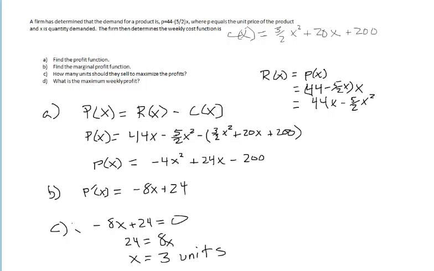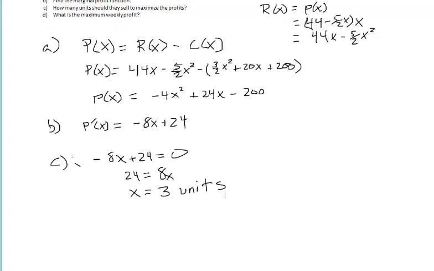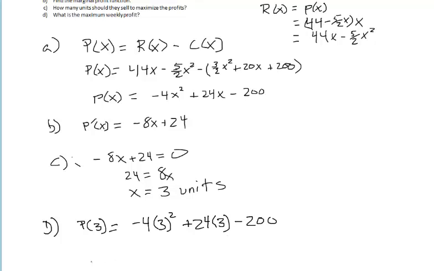In part D, they want us to find what is the maximum weekly profit. So we need to take 3, because that is the units that maximize our profit, and plug it into our profit function. So for part D, we're going to take P of 3, which is equal to negative 4 times 3 squared plus 24 times 3 minus 200. And when we calculate this, we get negative 164.